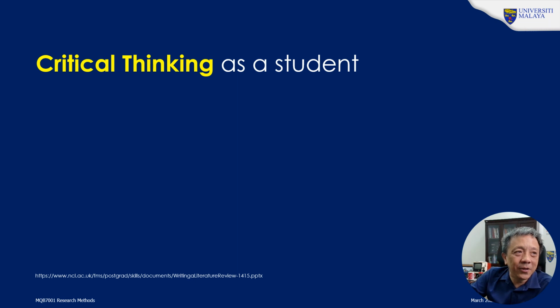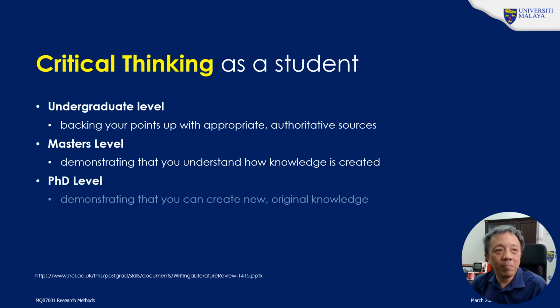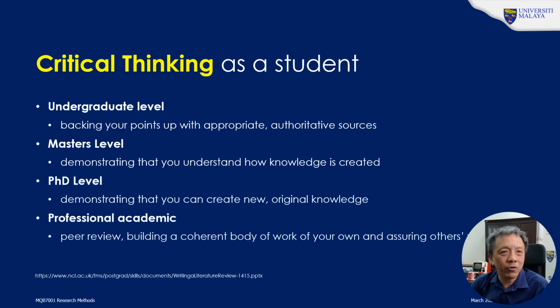Critical thinking as a student. Think critically and not just look at the facts. Critical thinking differs for students at different levels of your academic career. At the undergraduate level, it is to back up your points with appropriate authoritative sources. At the master's level, it is to demonstrate your understanding of how knowledge is created. At the PhD level, it is to demonstrate that you can create new and original knowledge. And when you become a professional, it is to review your peers' views and build a coherent body of work of your own, while assuring others' work.